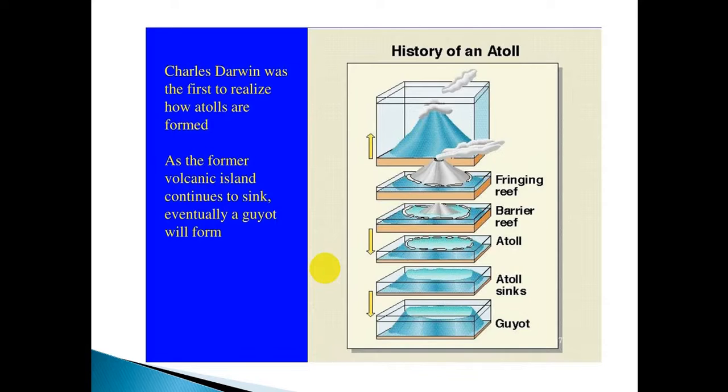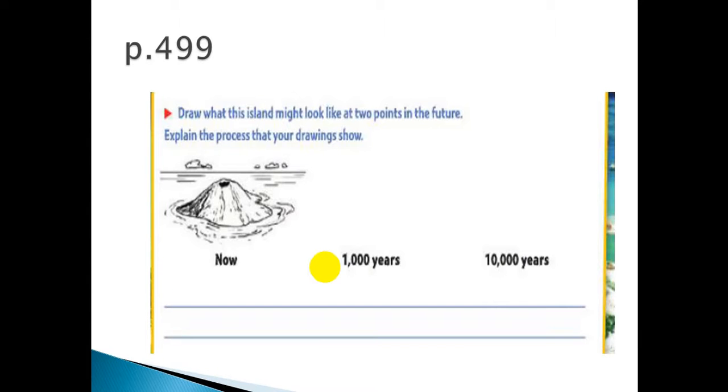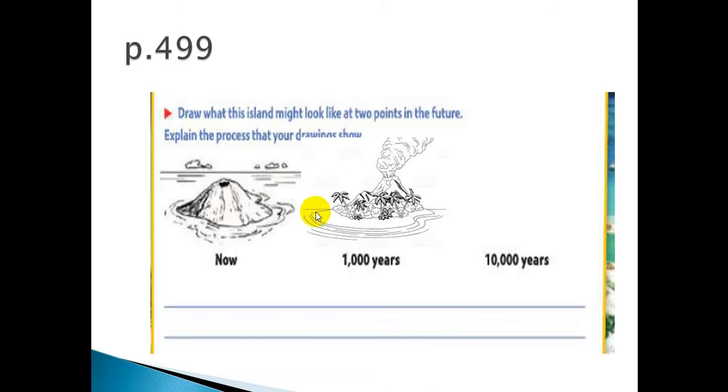Okay, grade 5, question 1. In this question, page 499, we have to draw what happened to this island. Draw what this island might look like at 2 points in the future. Explain the process that your drawings show. So here we have the volcano reaches the surface. After 1,000 years, the volcano gets larger and the island grows larger.